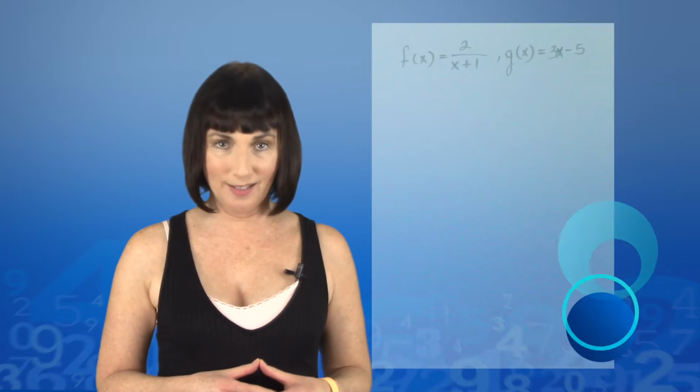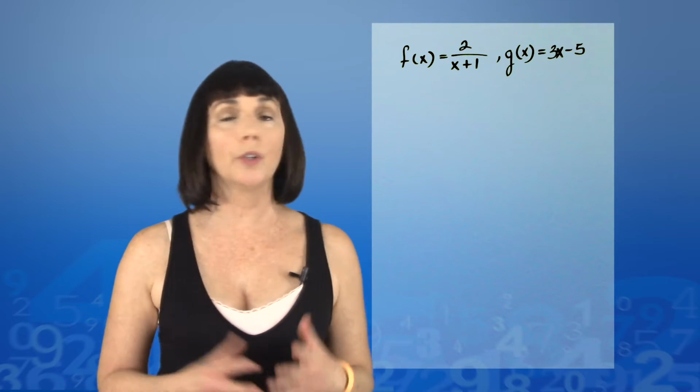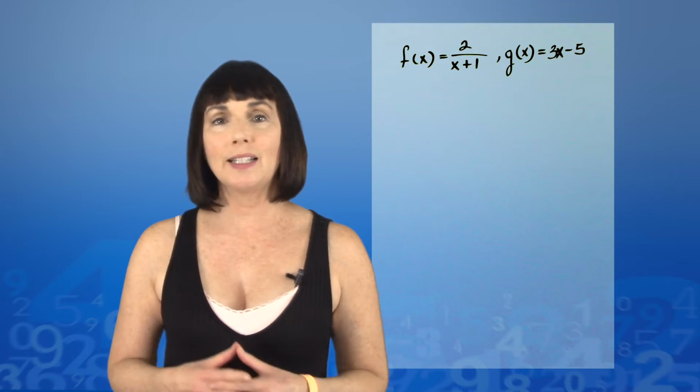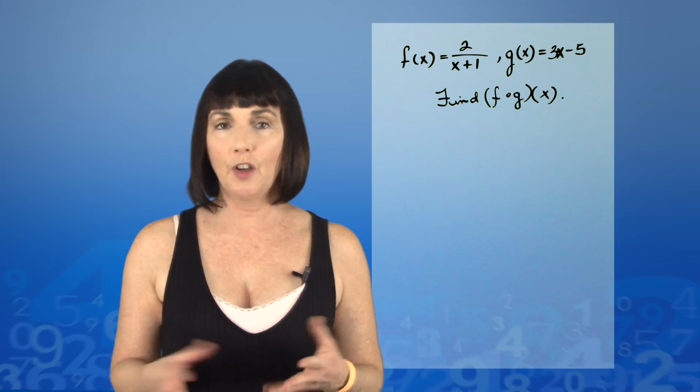I'm Allison from Math Bytes, and we're working through an example of finding the composite of two functions. So I have two functions here. f of x is equal to 2 over x plus 1, and g of x is equal to 3x minus 5. Find f of g of x.